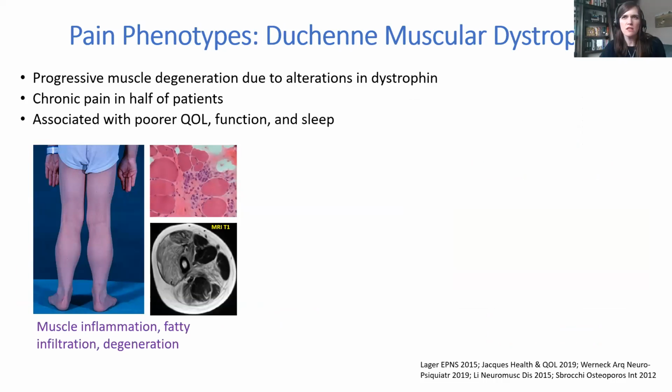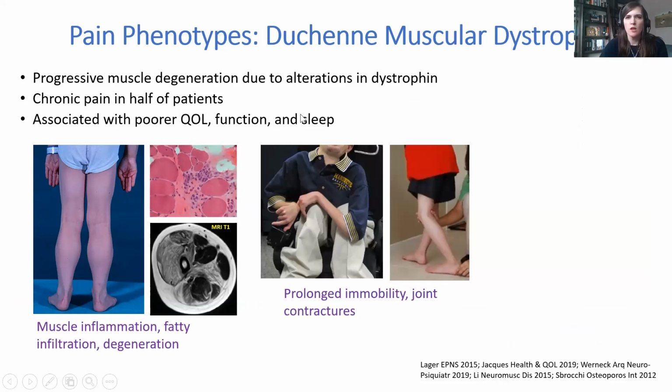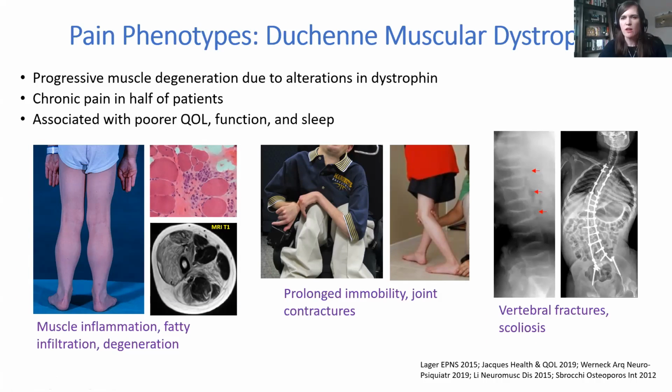Duchenne muscular dystrophy is another condition we commonly see in pediatric bone clinic. This arises due to alterations in the dystrophin gene, which leads to progressive muscle degeneration. So we can see that muscles are affected by inflammatory infiltrates, which leads to swelling, fatty replacement, and degeneration over time. So this can contribute to pain. We can also see pain due to complications from prolonged immobility, such as joint contractures. And then we can also see painful vertebral compression fractures and scoliosis. So in Duchenne's, we see chronic pain in about half of patients, and pain is associated with poor quality of life, function, and sleep.